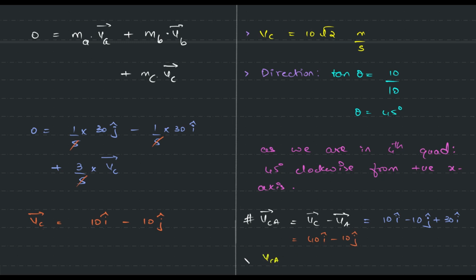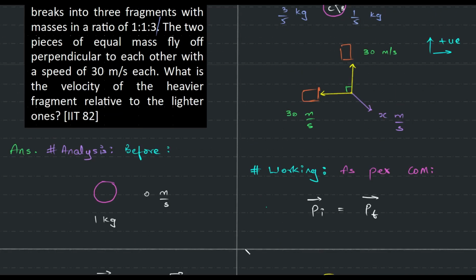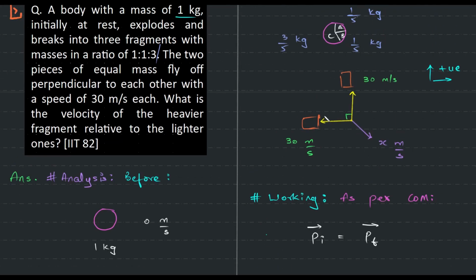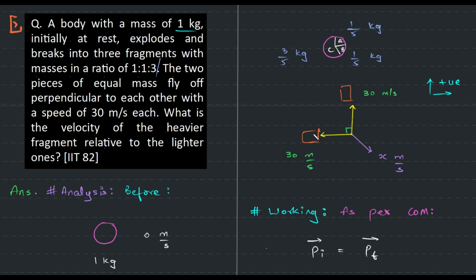So VAC in terms of magnitude will be the square root of 1700, 41.23 meter per second. Okay, so that is the magnitude with which this will fly off with respect to this. That is, if I consider this as stationary, how fast is this going is the question. So that is your answer. Okay, so you can pause and have a look.